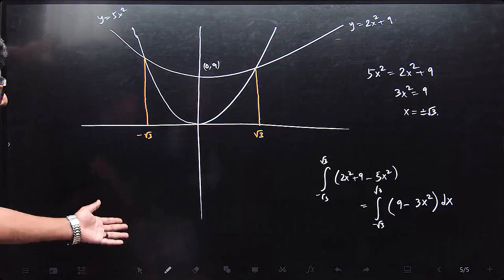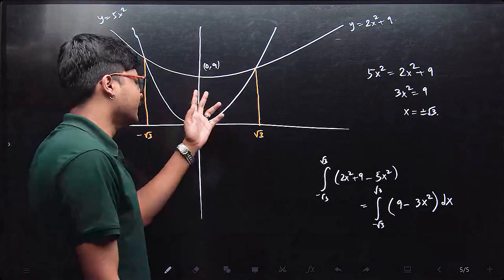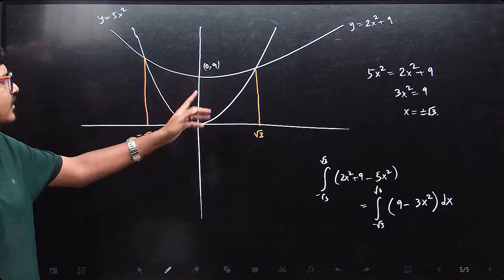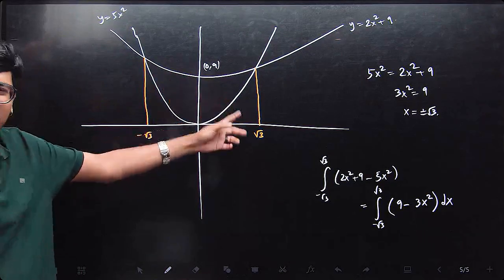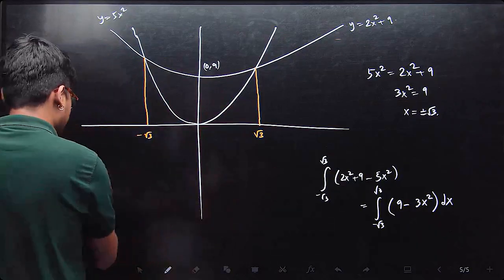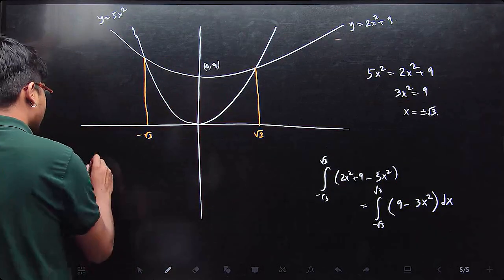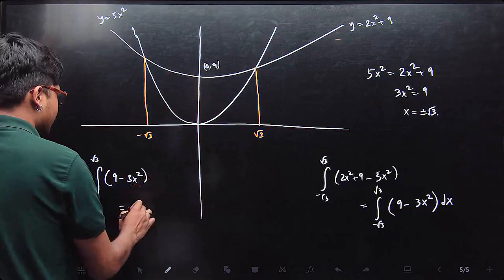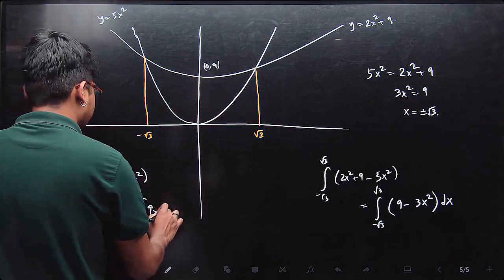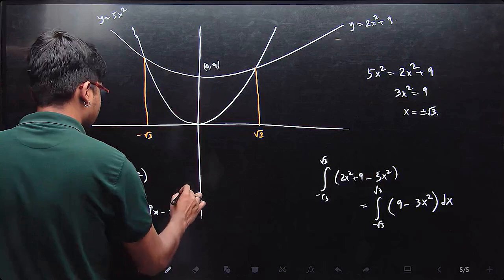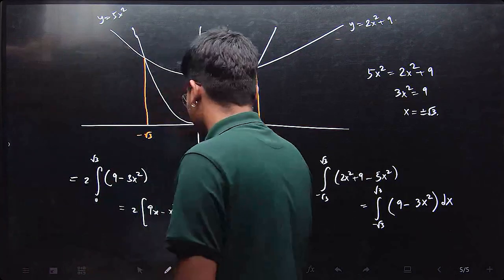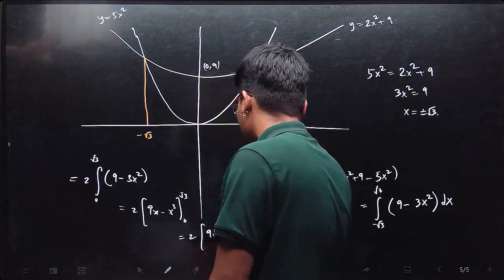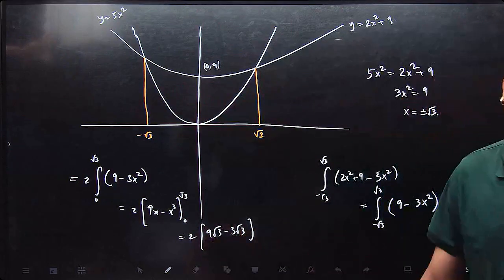Now if you want to simplify this, you can use all these properties of definite integrals that we know. See, these are even functions, right? Which means the area on the left-hand side of the y-axis should be equal to the area on the right-hand side. So you can just say that this is going to be twice the integral 0 to root 3, 9 minus 3x square, okay? It just turns out to be twice of 9x minus x cube between 0 and root 3. So that's just putting root 3 in the first one. So you'll get twice of 9 root 3 minus 3 root 3, which is 6 root 3 times 2, so just 12 root 3, okay?